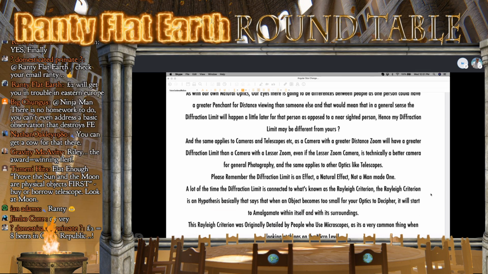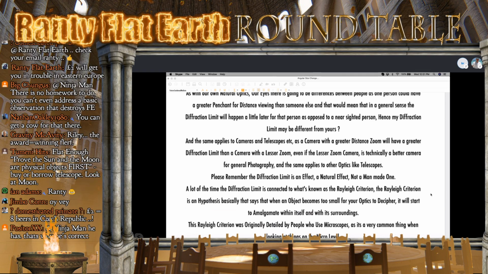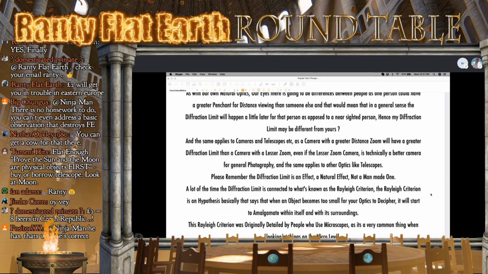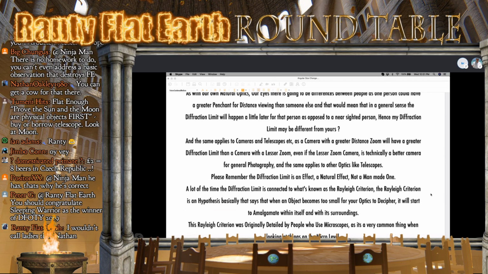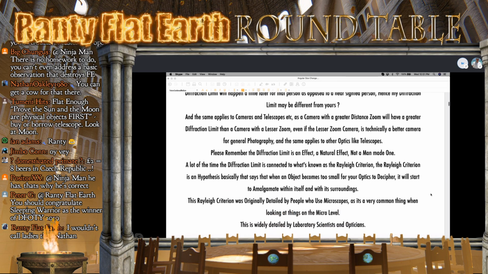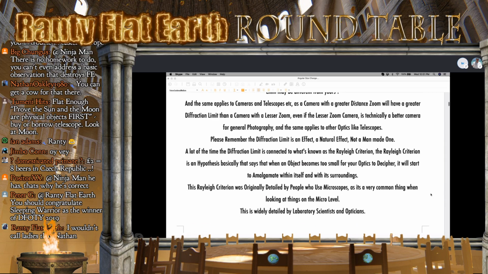A lot of the time, the diffraction limit is connected to what's known as the Rayleigh criterion. The Rayleigh criterion is a hypothesis, basically, that says that when an object becomes too small for your optics to decipher, it will start to amalgamate within itself and with its surroundings. This Rayleigh criterion was originally detailed by people who use microscopes, as it's a very common thing when looking at things on a micro level. This is widely detailed by laboratory scientists and opticians.